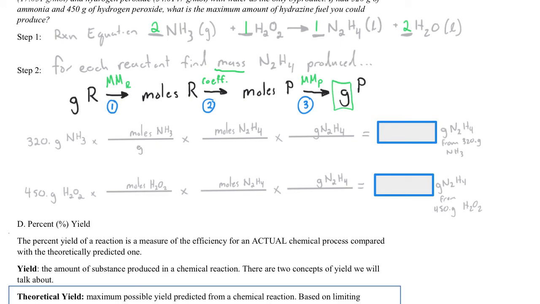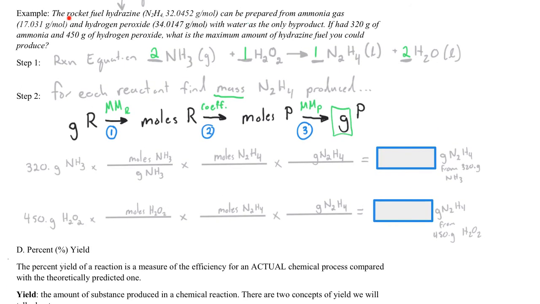So in this first step, I'm converting from grams of ammonia into moles of ammonia. So I need to use the molar mass for ammonia, which is given here in the problem. We see that 1 mole of ammonia is equivalent to 17.03 grams. In the second step, we're converting from moles of ammonia into moles of hydrazine. So we need to use the conversion factors that are derived from the coefficients in the balanced chemical equation. If we take a look at the equation, we see that the ratio of moles of hydrazine and moles of ammonia is given as 1 to 2.